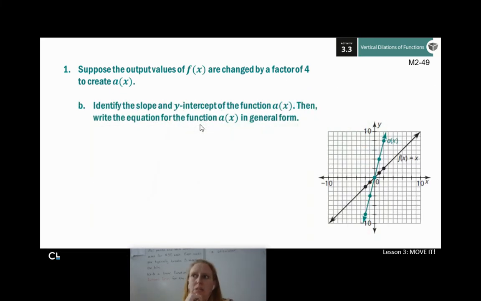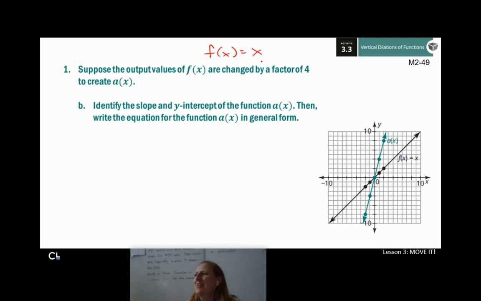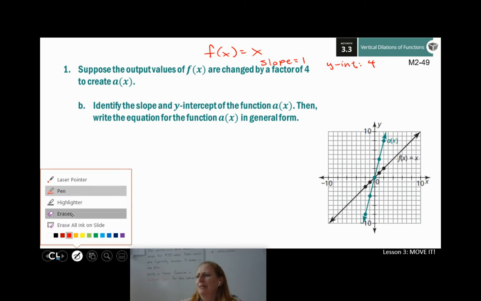So now that we've done this, and we did a good job, can you identify the slope and the y-intercept of our new function? We said earlier, last time, that when f of x equals x, our slope was 1 and our y-intercept was 4. Not 4, it was 0. Goodness gracious.